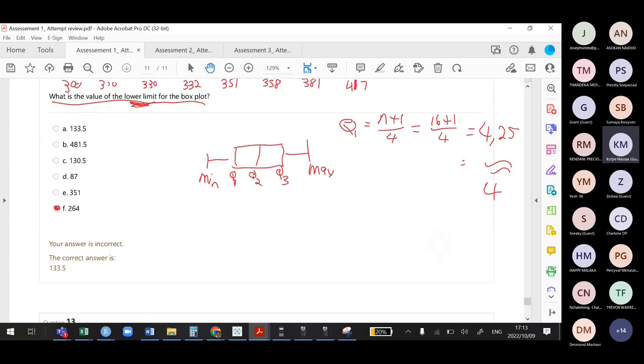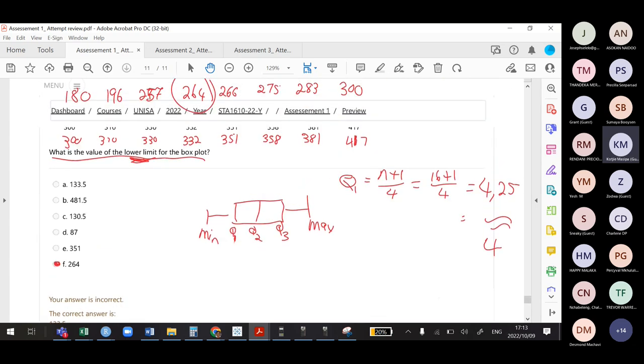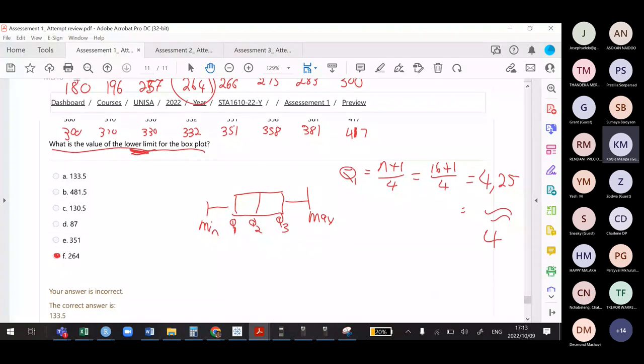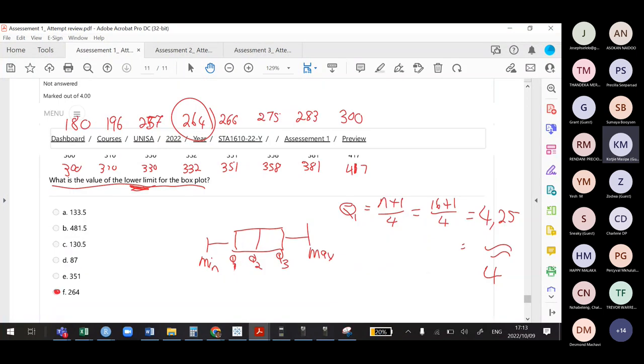But there they have the answer is 1.33. Are you sure about this answer, this data set? Okay, maybe I'm going to assume that the data set is different as well. Yes. It says the answer.